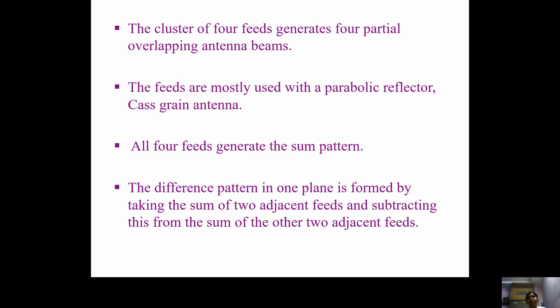So here the first difference pattern in one plane is formed by taking the sum of two adjacent feeds and subtracting this from the sum of the other two adjacent feeds. Okay. So we are going to add two overlapping antenna patterns once and the other two antenna patterns separately. Here we are going to subtract one from another. In this way we are going to generate one difference pattern.